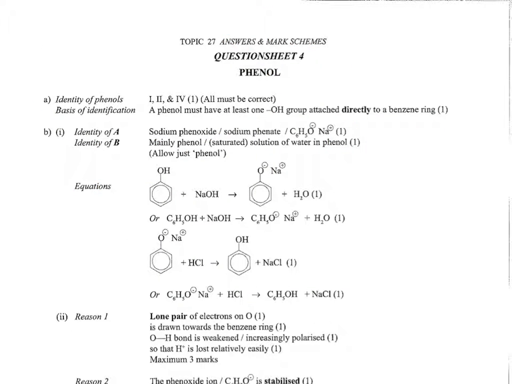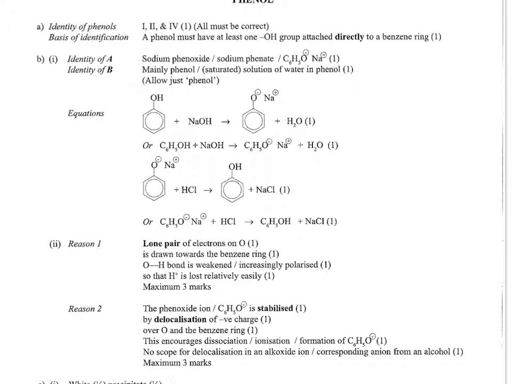Okay, so now let's have a look at the mark scheme. So just going back over what we did, we've got 1, 2 and 4, it's all good. The basis of the identification is a phenol must have at least one OH group, we've got that. We worked out it was sodium phenoxide. I would avoid using sodium phenate, so as I go through this I'm just going to highlight anything that I think might cause confusion, so get rid of that. And it's mainly phenol is the identity of B. So the equations, we all got them, so all of that lot was fine. We could also say that if we wanted.